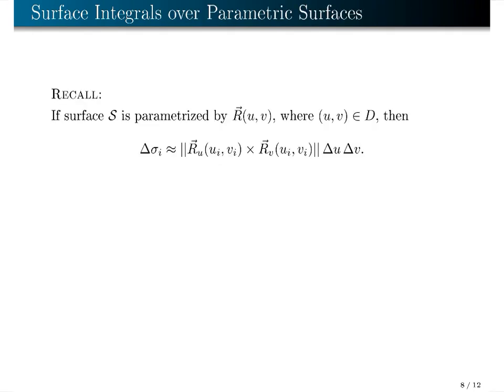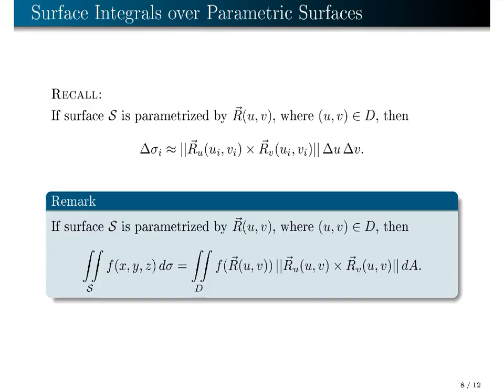To that end, recall from the lecture on applications of double integrals that if a smooth surface S has parametrization R of uv, where uv is in some closed and bounded region D in the uv plane, then the surface area delta sigma i of the ith patch is approximated by the magnitude of R_u(ui, vi) cross R_v(ui, vi) multiplied by delta u delta v.